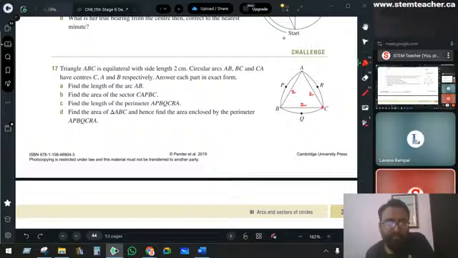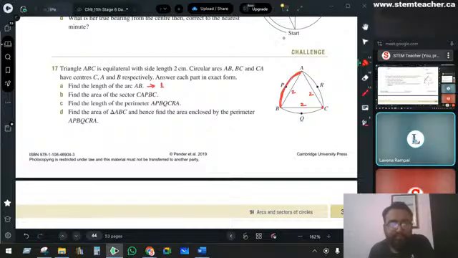Answer each part of the example. What is the arc length of BC? What is the arc length of AB? So how can we find this arc length? What is the arc length formula? R theta. R is 2.